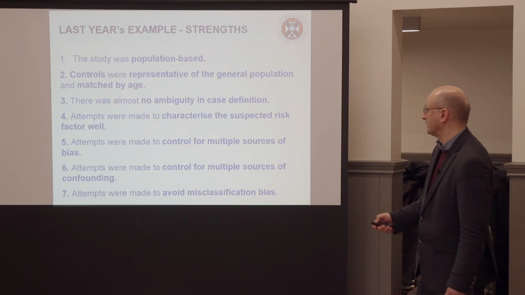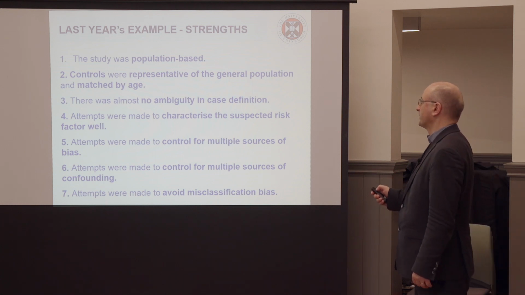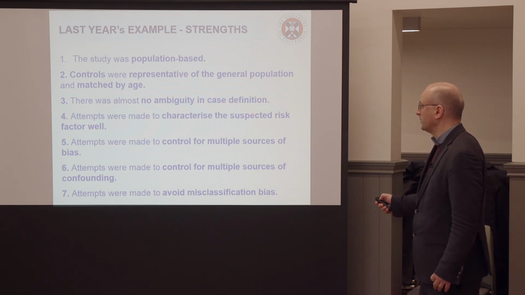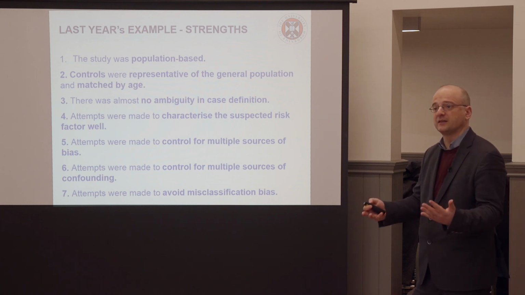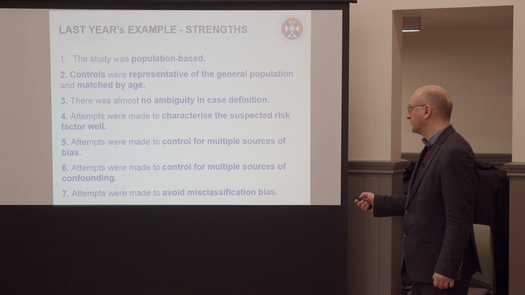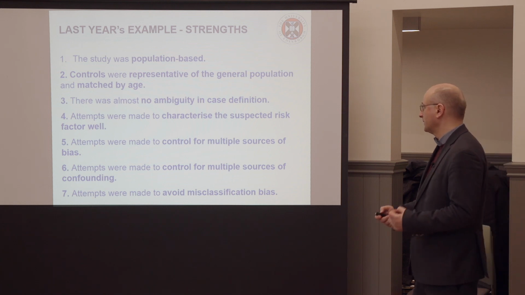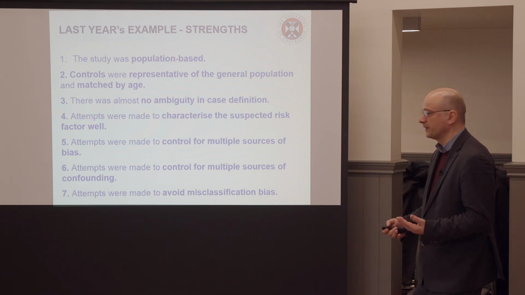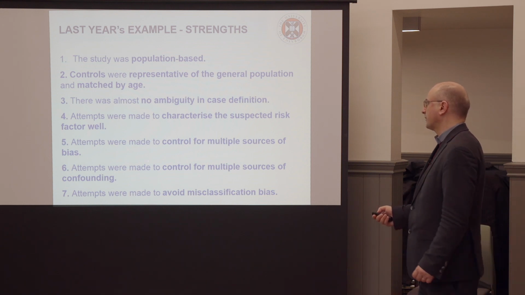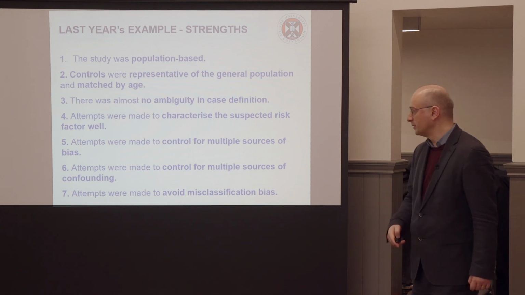These were the strengths of this study. It was population based because Finland has a cancer registry. Controls were representative of the general population. They were matched by age from the registry. No ambiguity in case definition. This is great, you know, case definition, breast cancer, you either have it or you don't. Then attempts were made to characterize the suspected risk factor quite well. So the study really looked in great depth at what kind of hair dyes were used, how much, and so on. Detailed questionnaire. Controlling for multiple sources of bias, controlling for multiple sources of confounding, and trying to avoid misclassification bias.